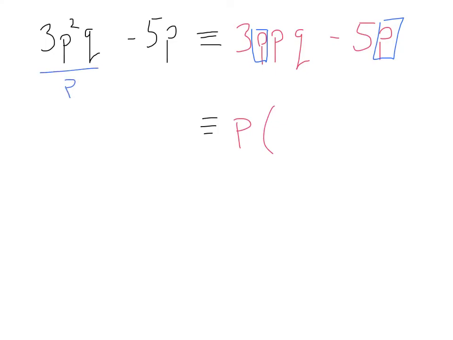If I then divide both the original terms by p, p squared divided by p is going to become just 1p. So I end up with 3pq. And then p divided by p over here, these are going to cancel out, leaving me with just -5.